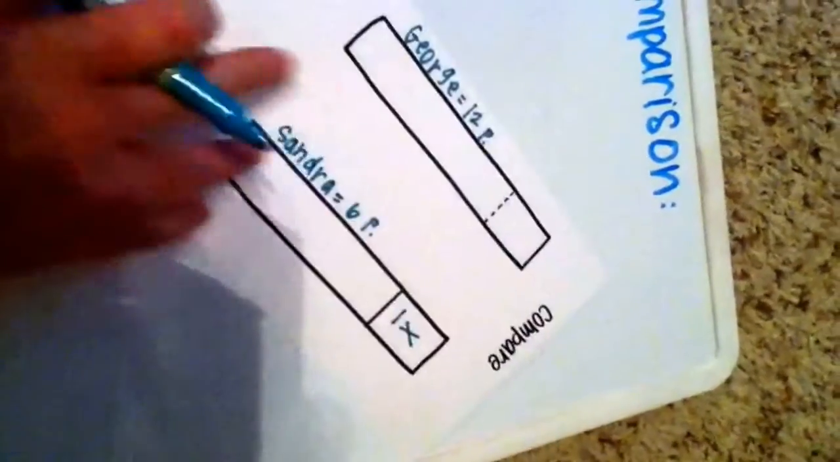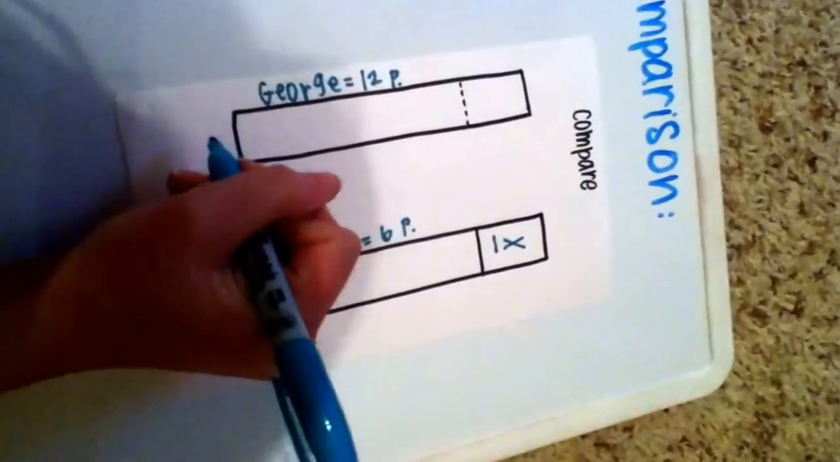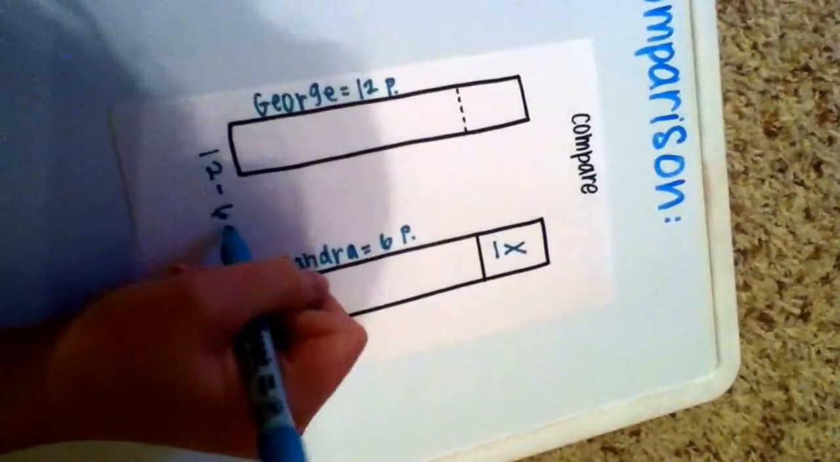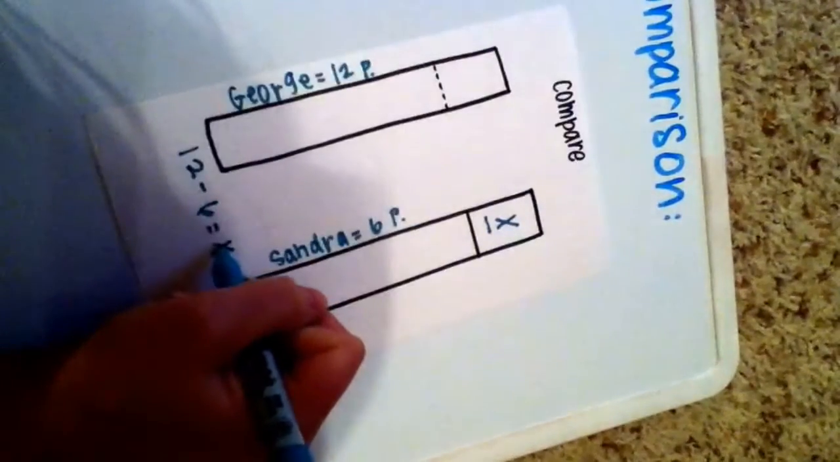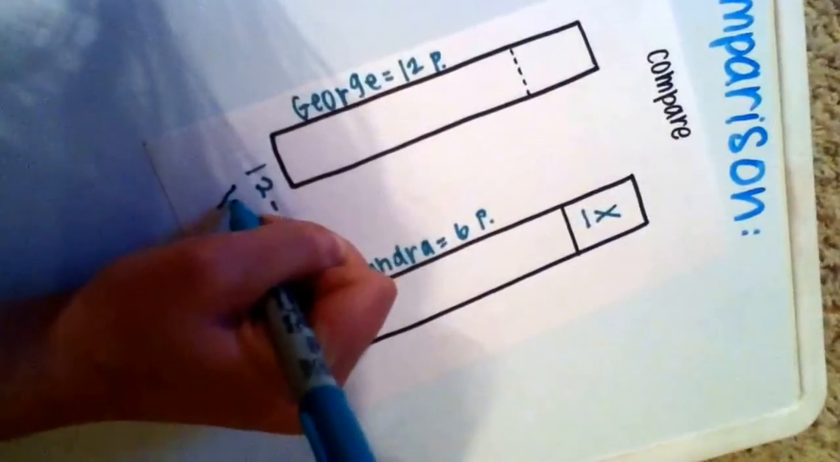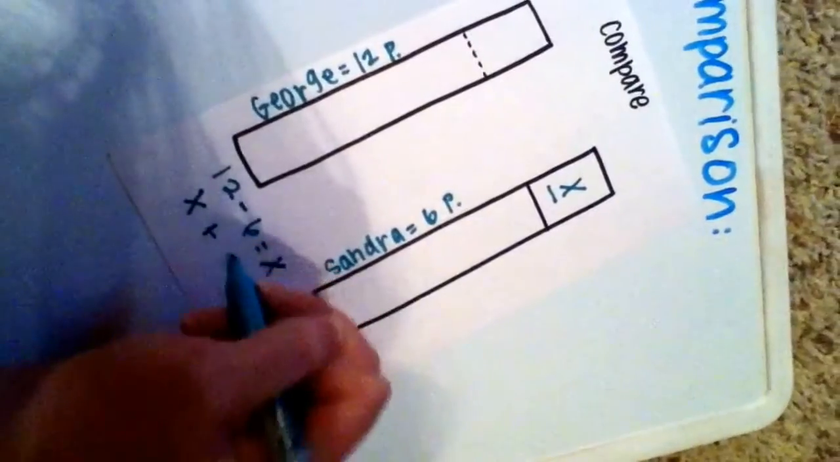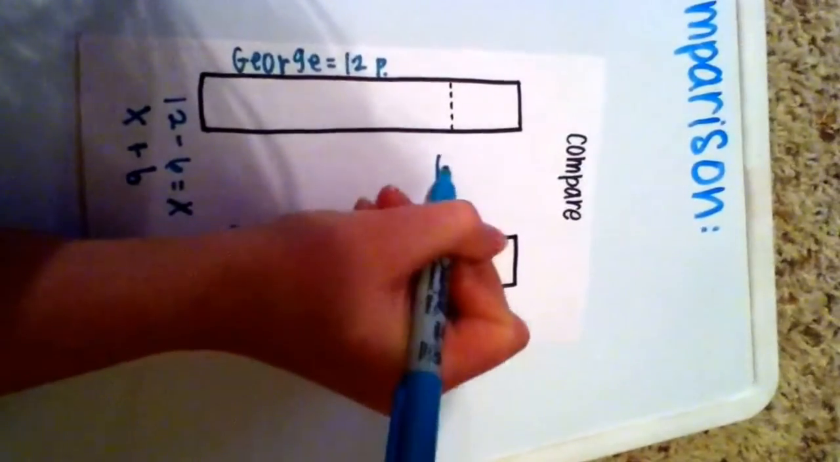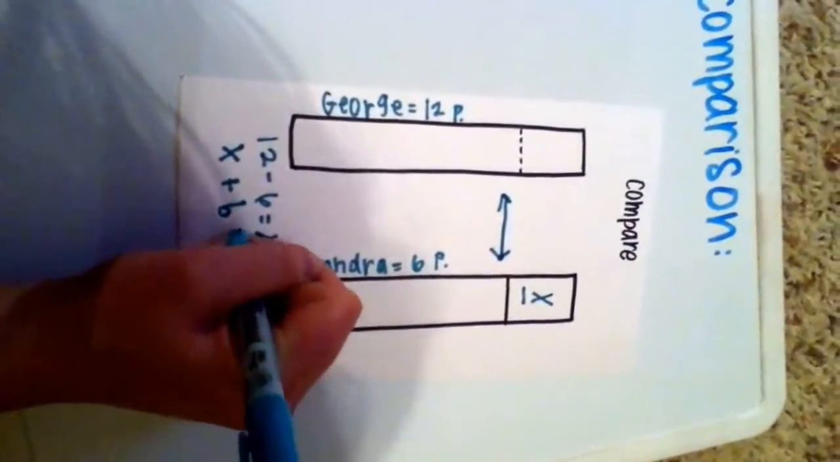So one way we could do this is saying this amount less this amount equals the difference that we're looking for. So we can write this out by saying 12 minus 6 is going to equal X. Or we can also write this out by saying x plus 6, because this plus this is equivalent to this. So we can draw those arrows right here so that we know that this is equal to this. So x plus 6 is equal to 12.